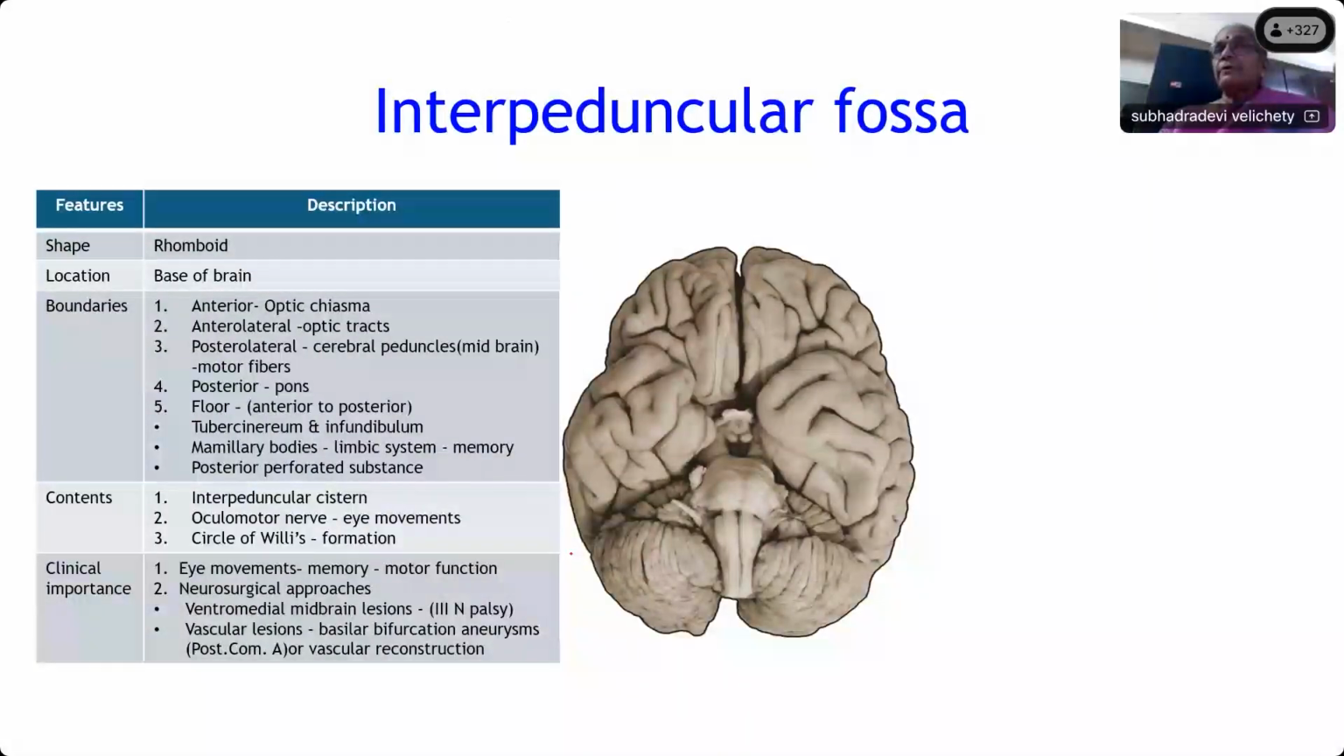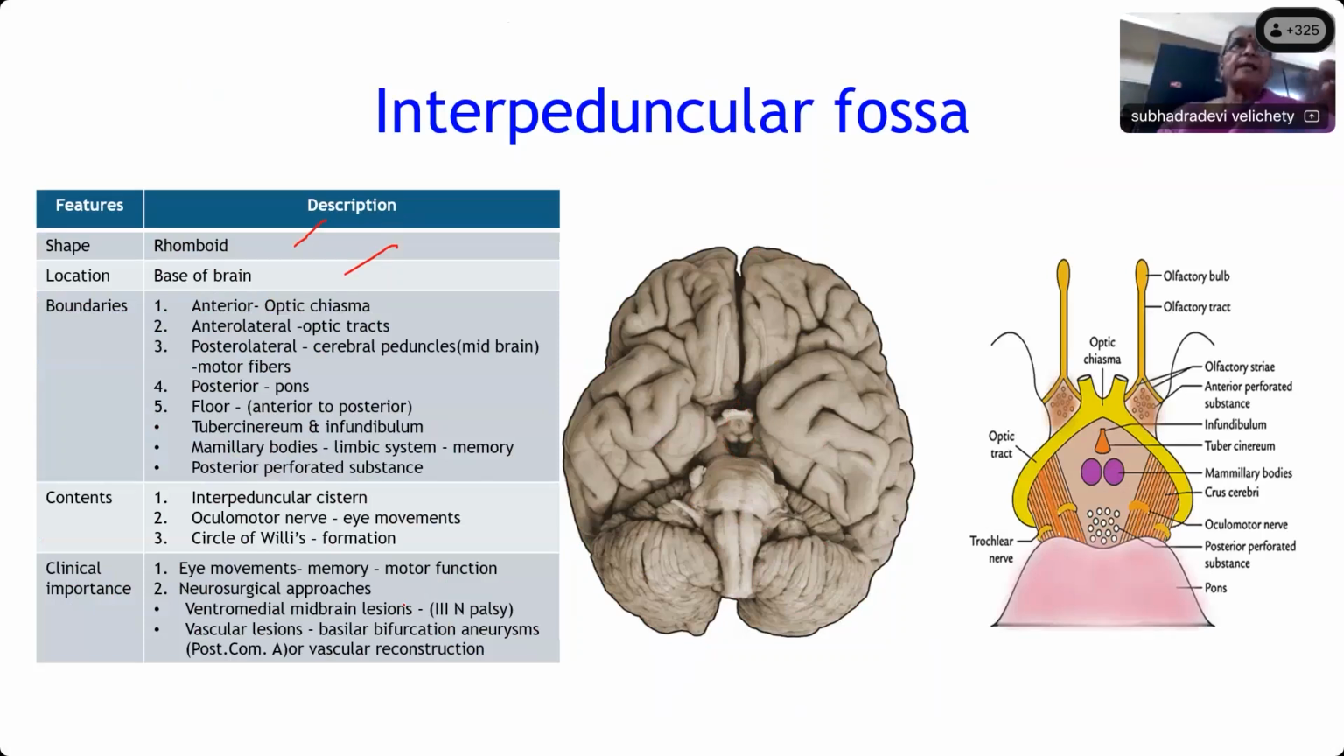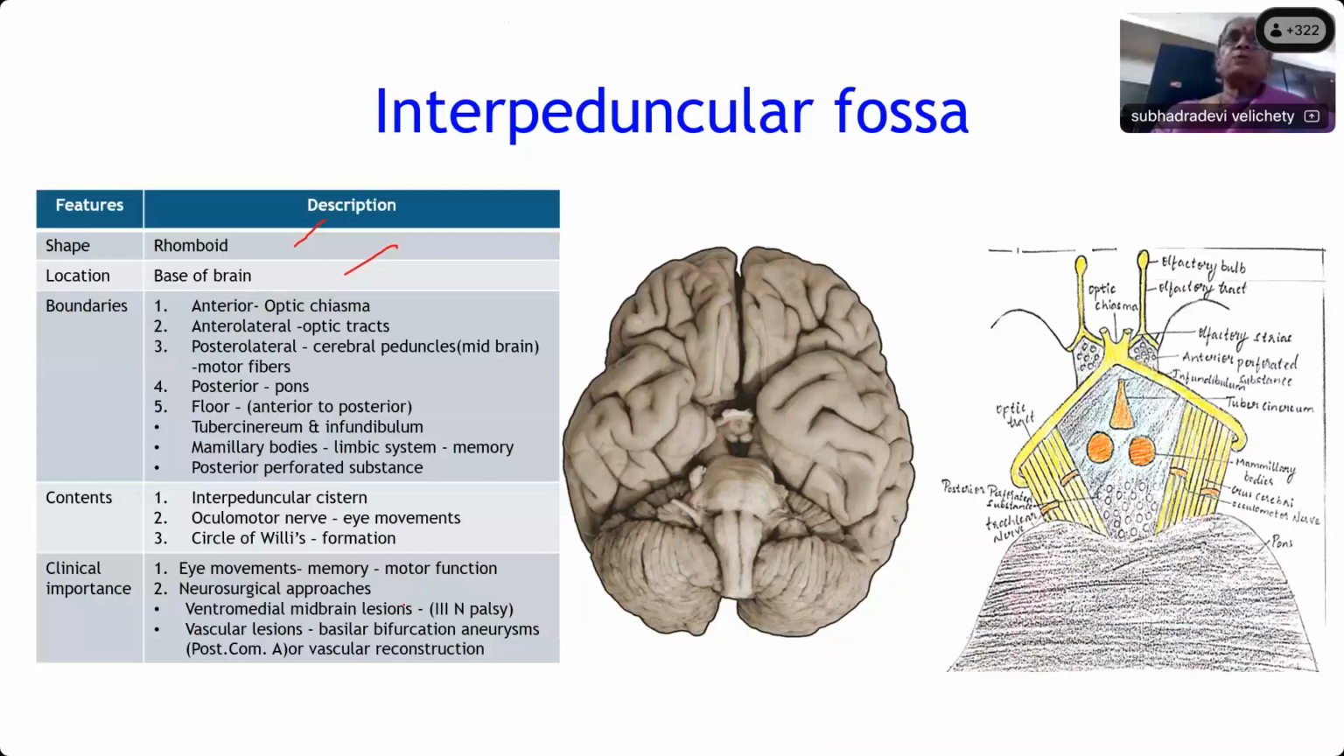The interpeduncular fossa is another question, because most of the people said they have head and neck and neuroanatomy pending. I am showing more for that so that they will have some idea about it. When that question is asked, this is the interpeduncular fossa. What is its shape? I try to show it. So correlate with that, and you should know what the base of the brain is. What are the anterior boundaries, anterolateral, posterolateral, posterior, floor, then the contents and the clinical importance. Like this, you can prepare for it. And this is a diagram that was drawn by me with some effort. If you ask students also, they are drawing it.